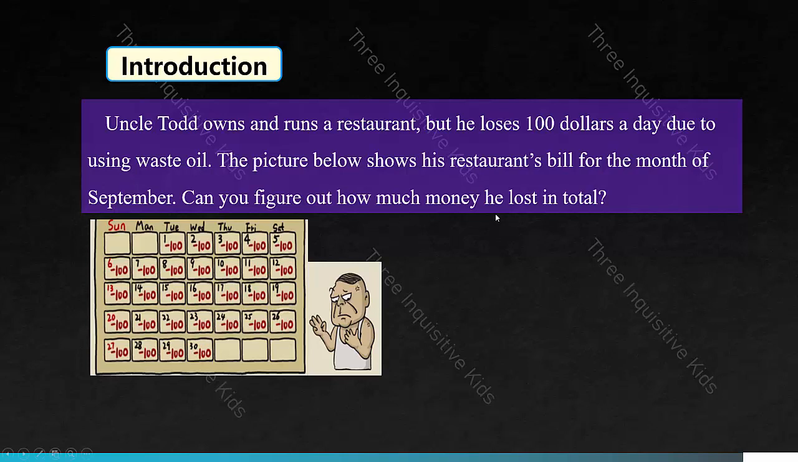So how much money did he lose in total? Well, he loses $100 a day, which is negative 100. You can see that there are 30 days in this calendar. So it would be negative 100 times 30, which equals negative $3,000. So in total, Uncle Todd lost $3,000. That's a lot of money.